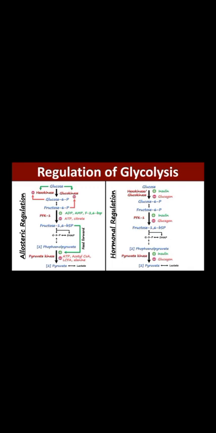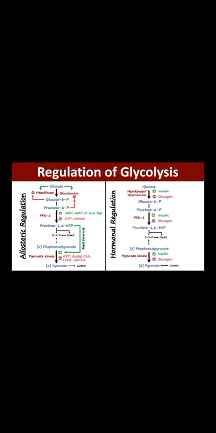Then on reaction number 10, where we have phosphoenolpyruvate to give us pyruvate, here we'll see the activators for this reaction, the inhibitors, let's start with the inhibitors. Inhibitors are ATP as well as what? Acetyl-CoA and alanine. Okay, so those are the inhibitors on the allosteric regulation.